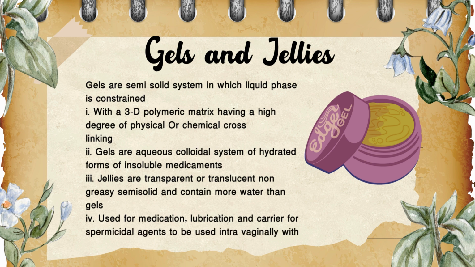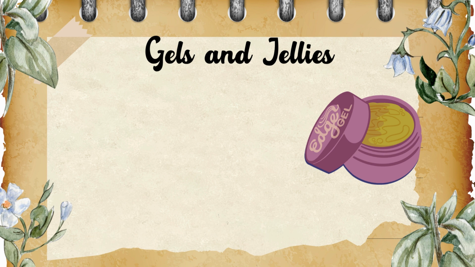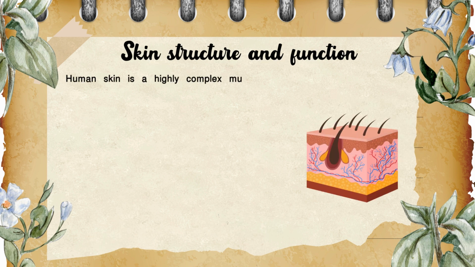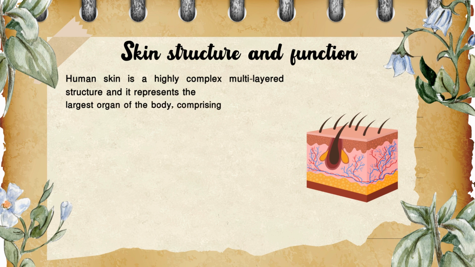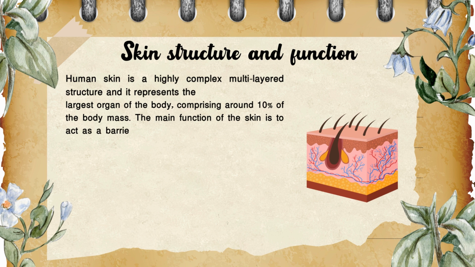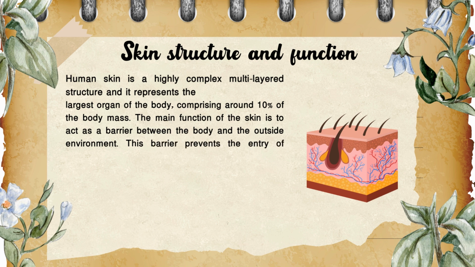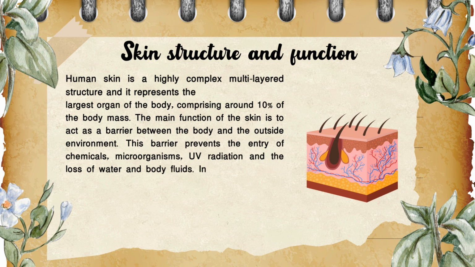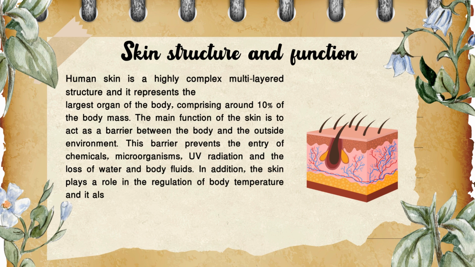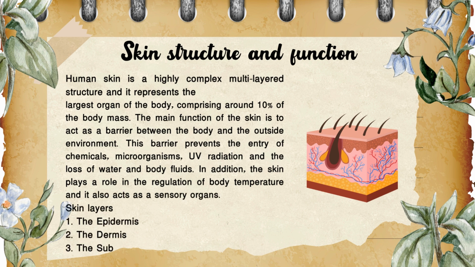Coming on to the next topic, skin structure and function. Human skin is a highly complex, multi-layered structure and it represents the largest organ of the body, comprising 10% of the human body mass. The skin layers include the epidermis, the dermis, and the subcutaneous fatty layer. The barrier prevents the entry of chemicals, microorganisms, UV radiation and loss of water from the body fluids.